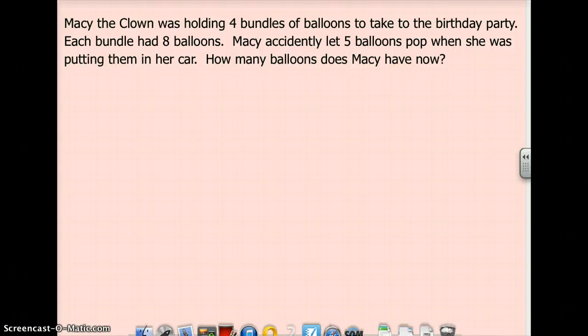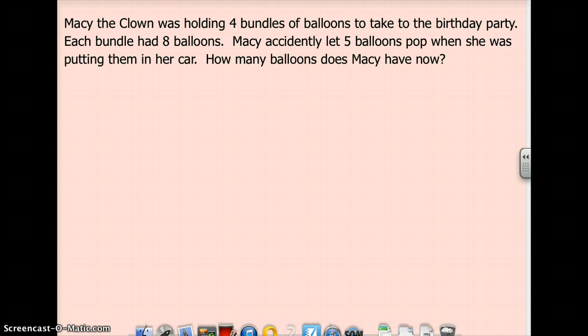I'll show you one way to attack a multiple step word problem. First thing you do is you read the story problem. Macy the clown was holding 4 bundles of balloons to take to the birthday party. Each bundle had 8 balloons. Macy accidentally let 5 balloons pop when she was putting them in her car. How many balloons does Macy have now?